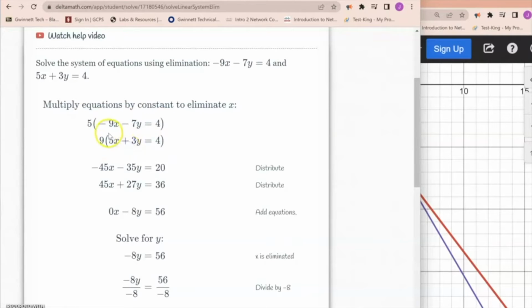Now, always first check to see if you need to multiply by a negative outside by seeing if these are opposite. Are these opposite? Yes. Because they're opposite, you don't need a negative outside. If they were not opposite, you would need a negative.